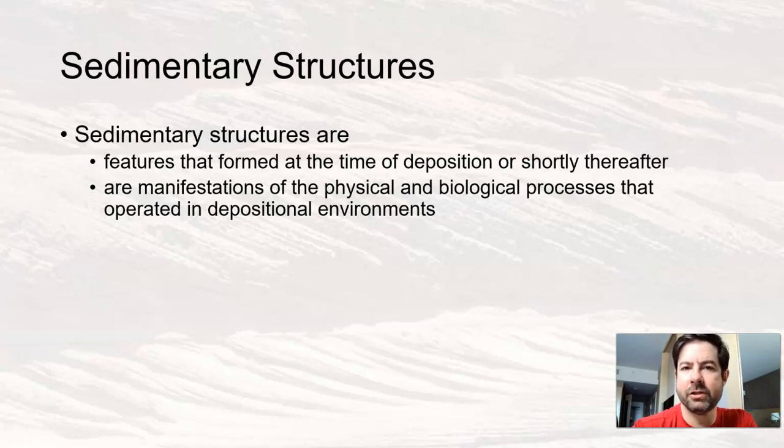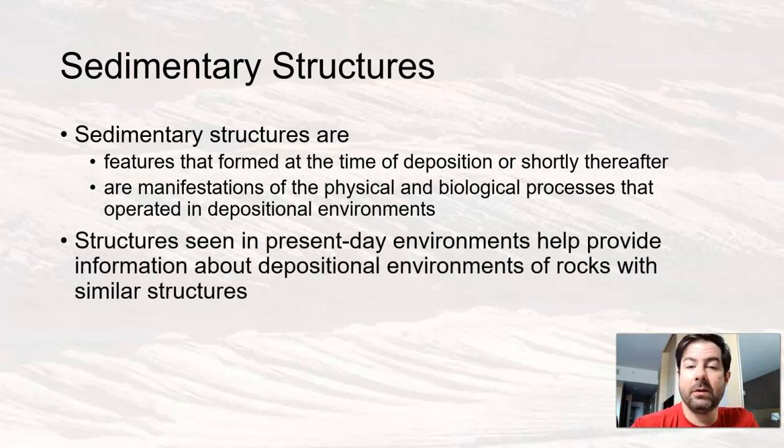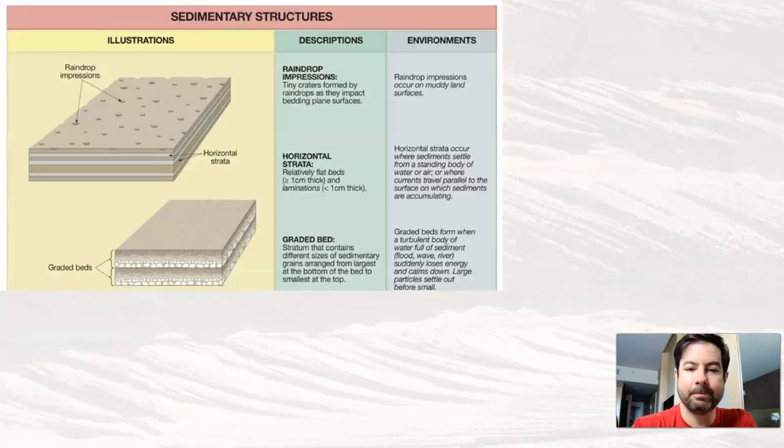And again, these are manifestations of physical and biological processes that occurred in these depositional environments. So the way we can figure out what these structures in these rocks tell us about the past is we just look at what we see now, because we have sediment now, and when we see these structures in sediment now, we can infer what they're telling us about the environment. So, for example, we might see some sedimentary rocks that have these little holes. These are raindrops. So we can infer, oh, this area had rain.